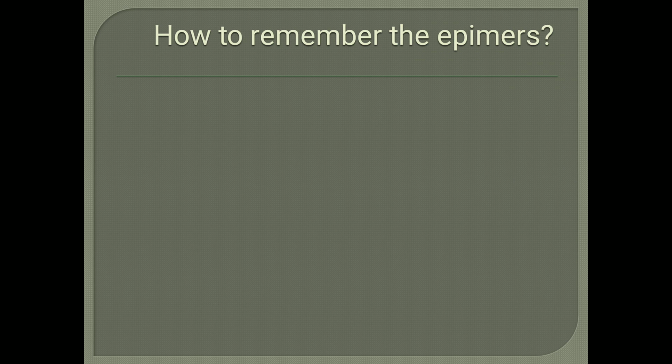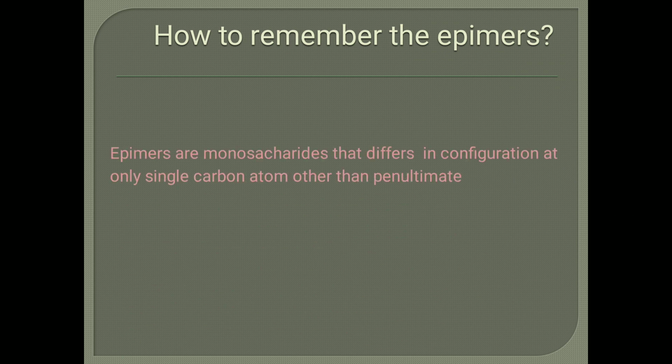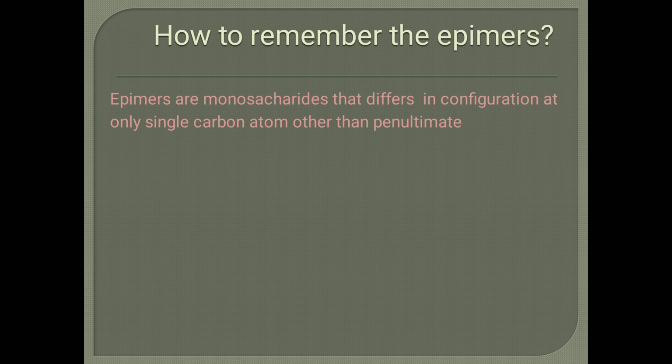Okay, nothing to worry. So let us see how to remember the epimers. For that purpose, we should know what is meant by epimers. Epimers are monosaccharides that differ in configuration only at a single carbon atom other than the penultimate. Why are we considering the penultimate separately? Because in case of the penultimate, we have already discussed that it is actually meant for the D and L isomers of the same monosaccharide, just like D glucose and L glucose.